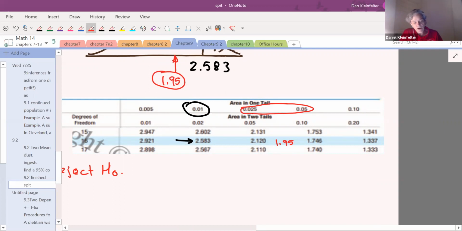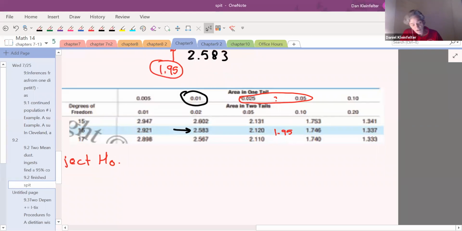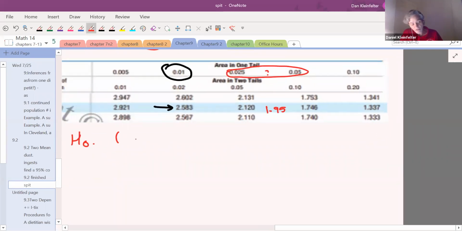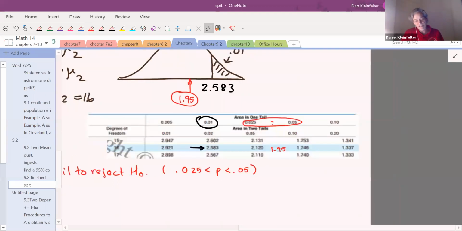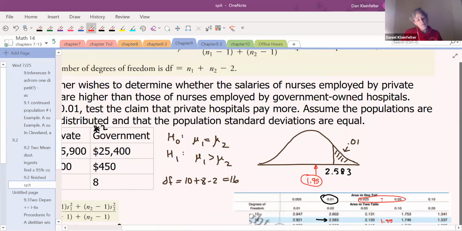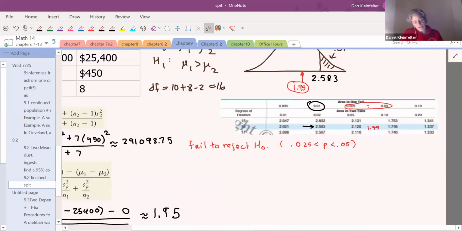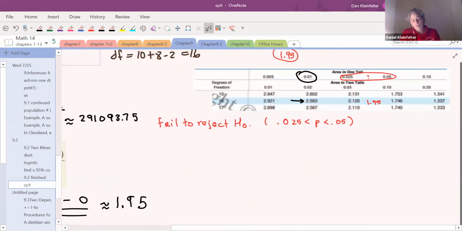And so as far as the area in one tail, notice those are in order from smallest to largest. So the area in one tail is between, we don't know what it is, but it would be between 0.025 and 0.05. So our p-value is bigger than 0.025, but is less than 0.05. So if we had decided to do this test at the 0.05 level, we would have ended up rejecting the null hypothesis. But at the 0.01 significance level, we're failing to reject the null hypothesis. Okay, so let me go ahead and write out a conclusion.